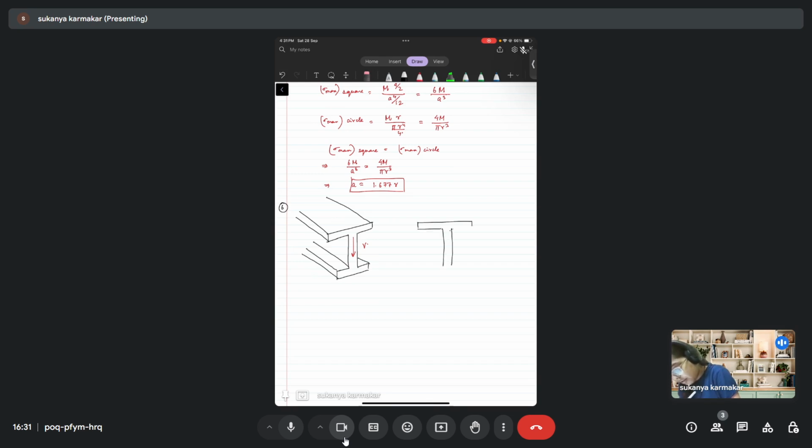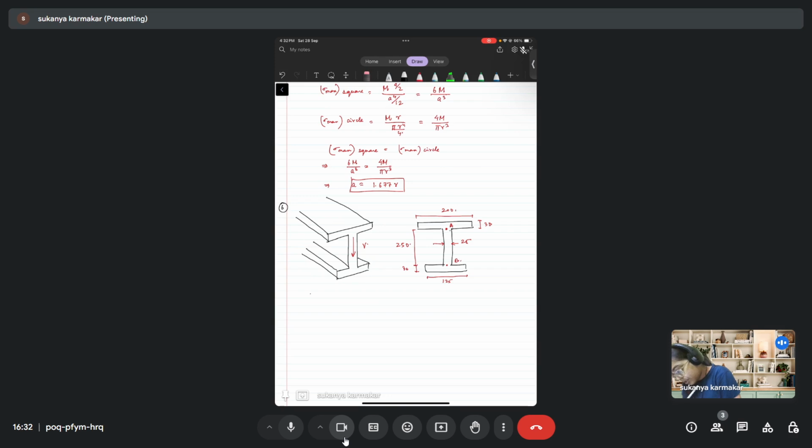I'm drawing the cross section and I'll mark the dimensions here. This is 200 mm, this is 30 mm, this is 25 mm, this length is 250 mm, this is 30 mm, this is 125 mm. This point is A and this point is B.